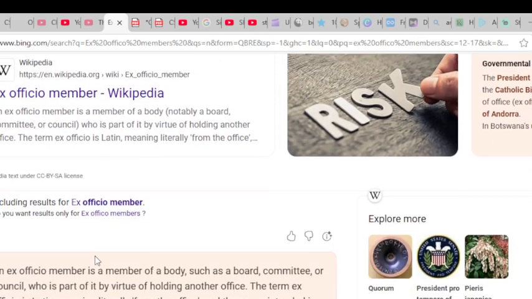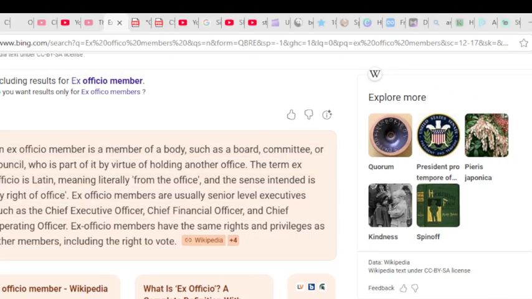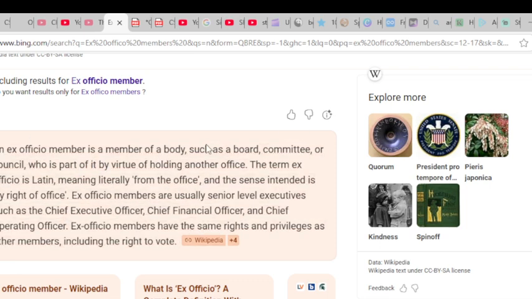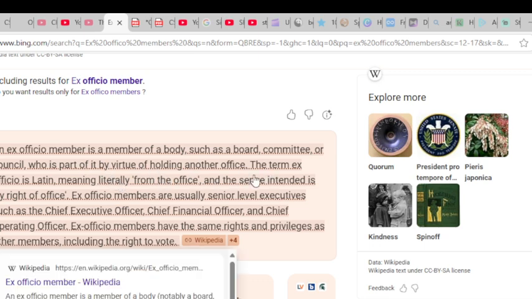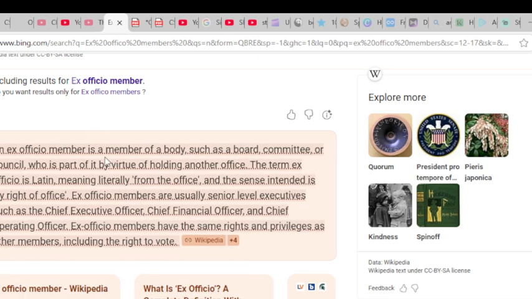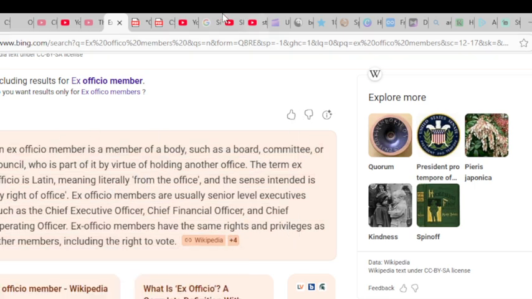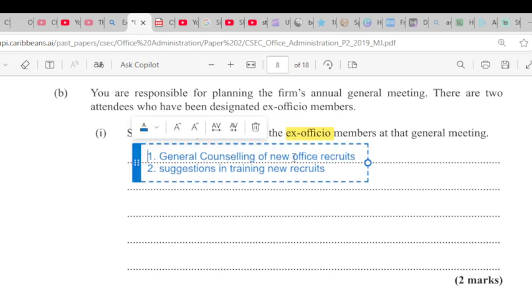If you look at the general definition right here, it says an ex officio member is a member of a body such as a board, committee, or council who is part of it by virtue of holding another office. So if they are part of a council, one of their main responsibilities is general counseling of new office recruits, and they also need to make suggestions in training new recruits.